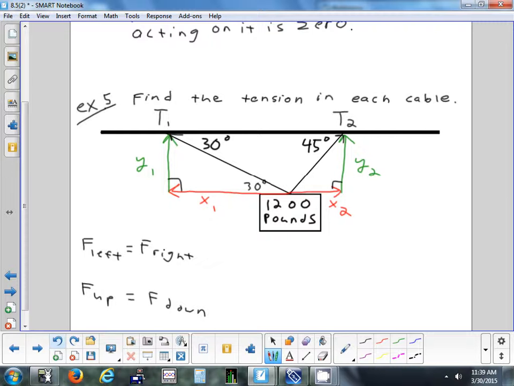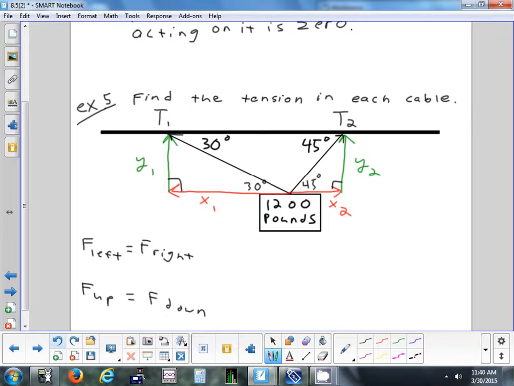You can figure it out that way. You can also use the fact that you have parallel lines here cut by a transversal. So think of the ceiling and the red arrows as parallel. The transversal is T1. Alternate interior angles are congruent. I'm going to do that same idea here. The ceiling and x2 are parallel. I have alternate interior angles. They are congruent.